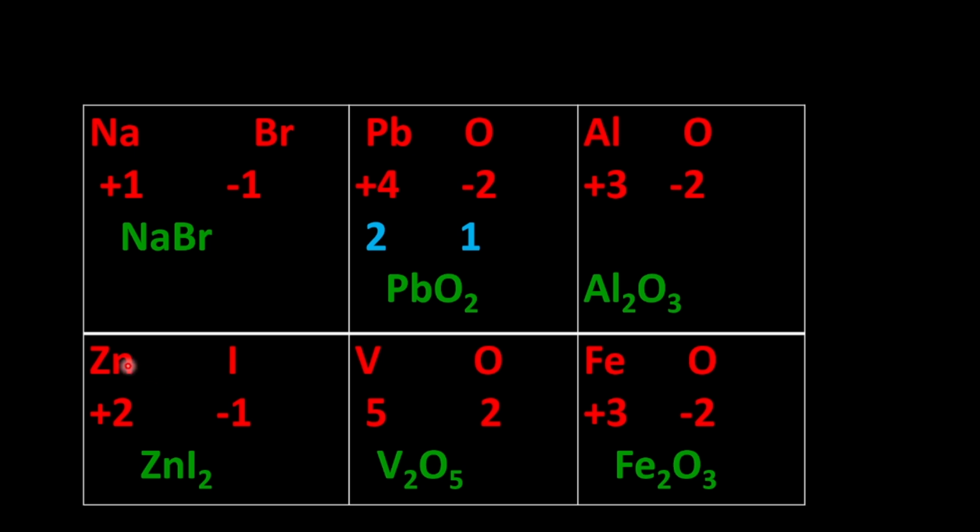Now let's look at zinc iodide. Zinc here has a charge of +2. I has a charge of -1. The two numbers here are not the same, so we have to go through the crossing. So 2 will go to this side, 1 will move to that. But as I said, we don't write 1. And that will give us ZnI2.